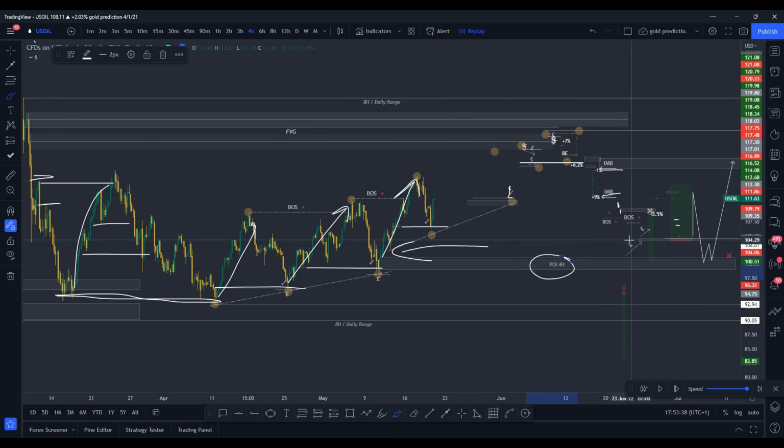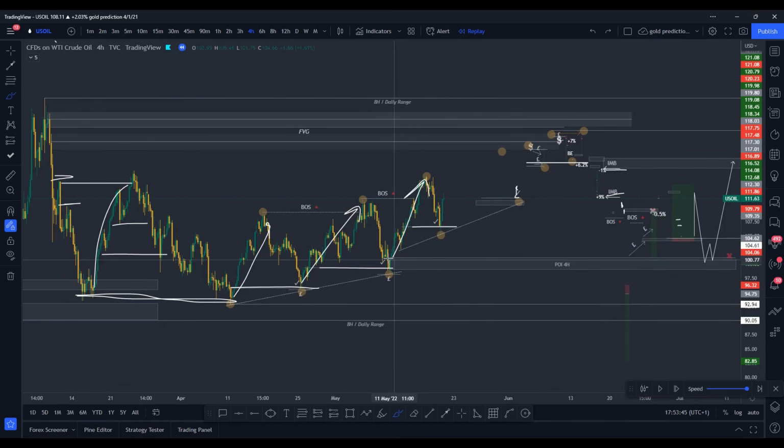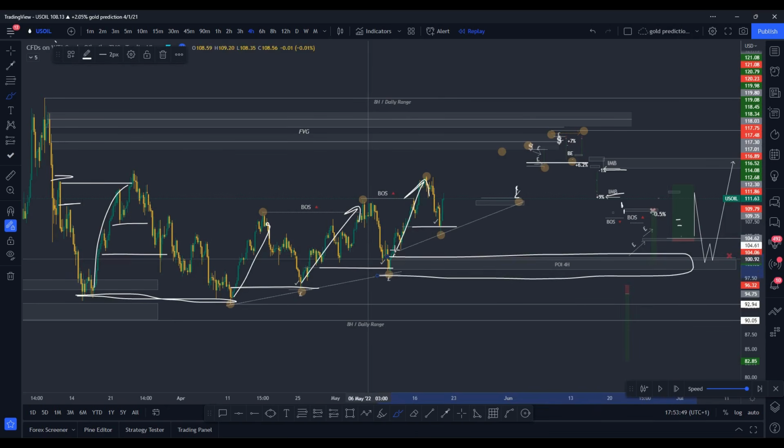So we would be looking for a reaction when price gets back to there, whether it be a month, a year, a day, a week. Regardless, if price is going to continue in the upwards direction, reinvestments will occur at this level. And that's why we aim for inefficiencies inside the market.